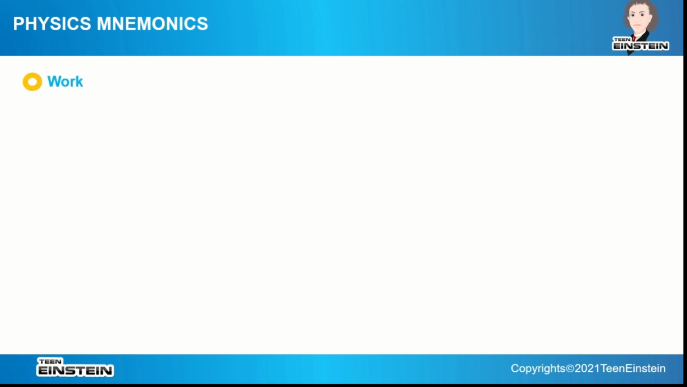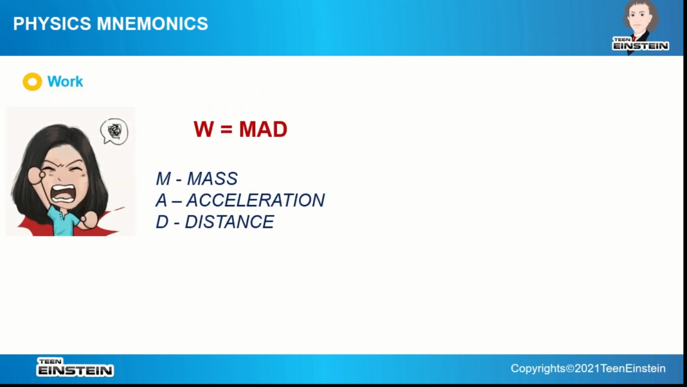The first one is work, which is one of the famous mnemonics. W is equal to MAD. If you're doing a lot of work, you'll have a lot of stress and you'll really become mad because of the overwork or overload. So here, W is equal to MAD, where MA stands for mass into acceleration. M stands for mass and A stands for acceleration, which is equivalent to force.